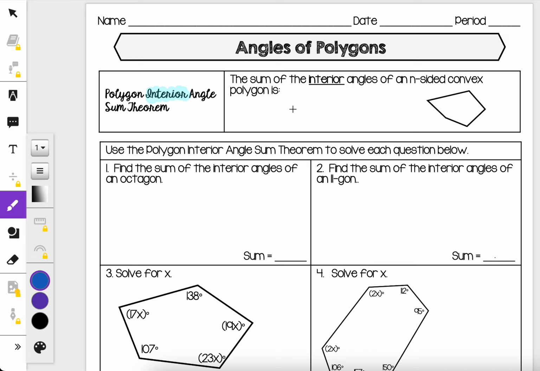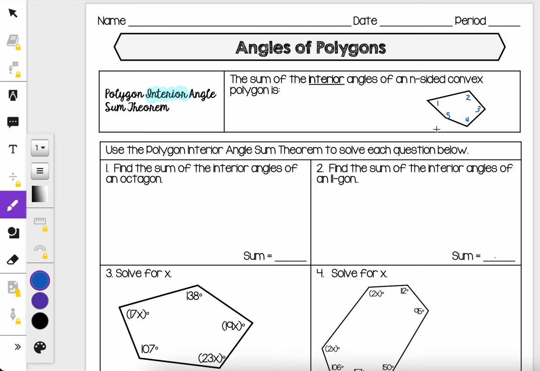So in a triangle, you had three sides, you had three interior angles. The same thing is going to happen with any polygon. So you're going to have the same number of interior angles as you do sides. So in this pentagon here, we have 5 sides and we have 1, 2, 3, 4, 5 interior angles.